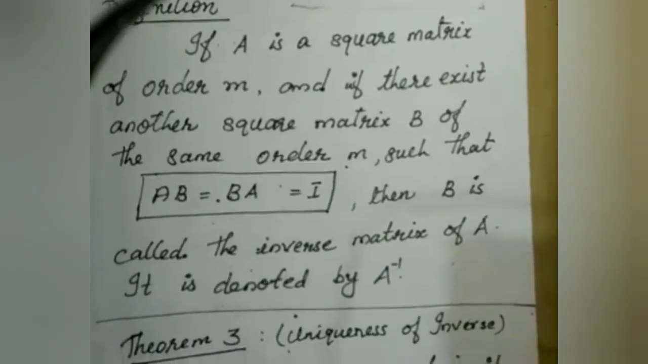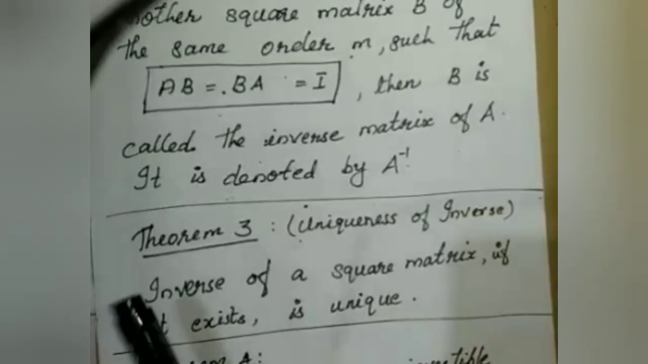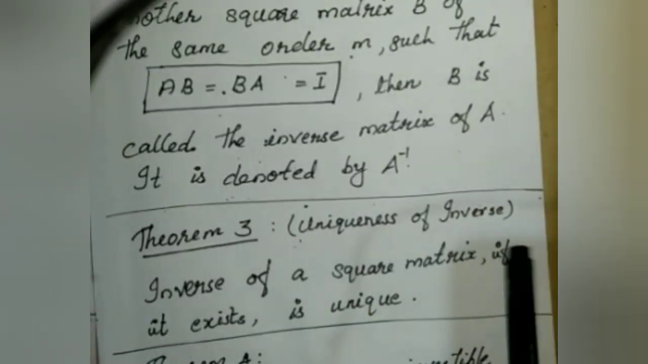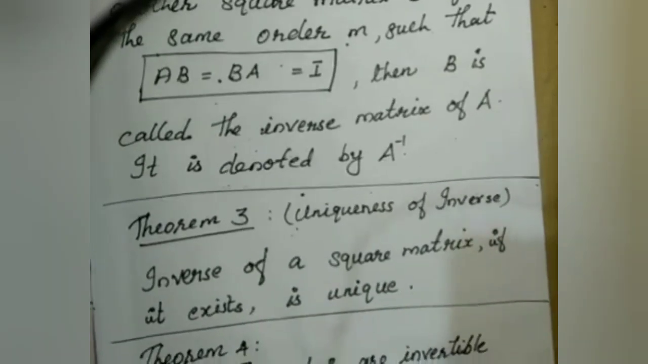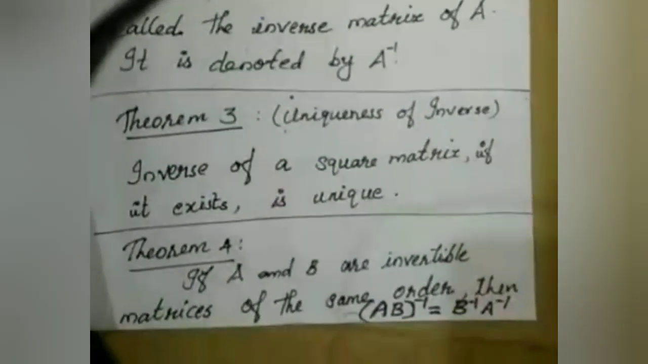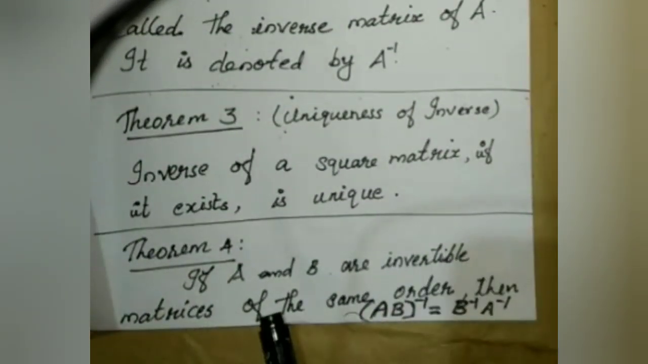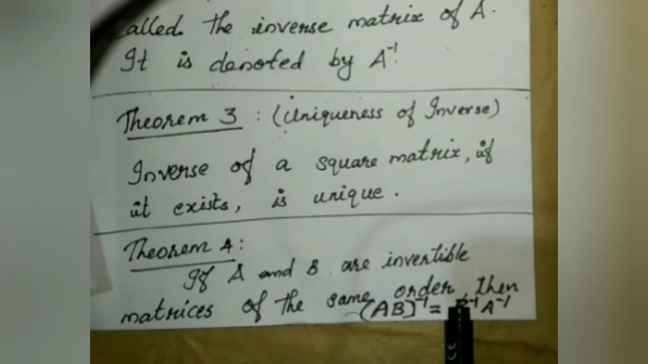And the next ones are simple theorems. Theorem 3, uniqueness of inverse: the inverse of a square matrix, if it exists, is unique. That is, a unique matrix exists. Next one, theorem 4: if A and B are invertible matrices of the same order, then (AB) whole inverse is equal to B inverse A inverse.